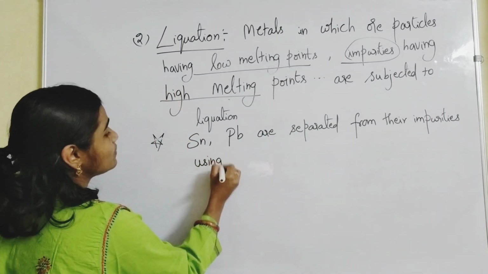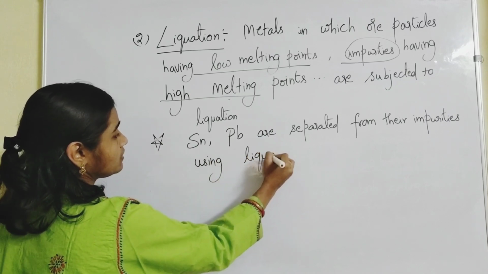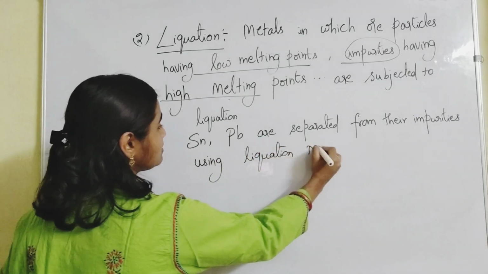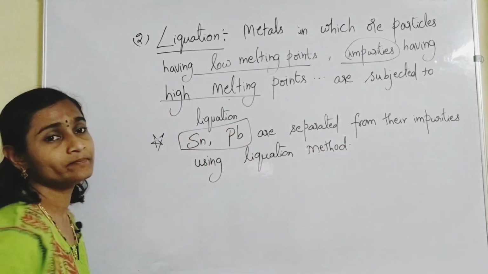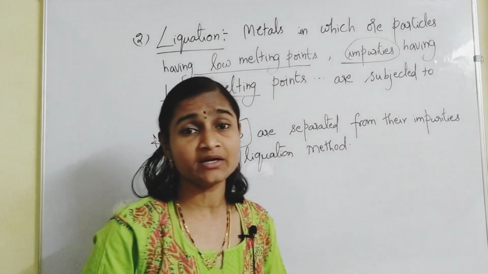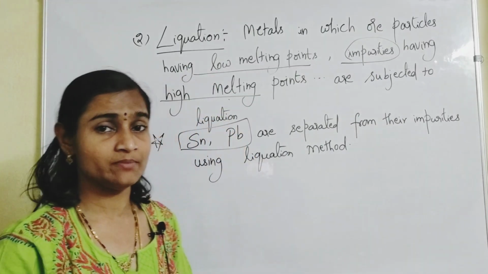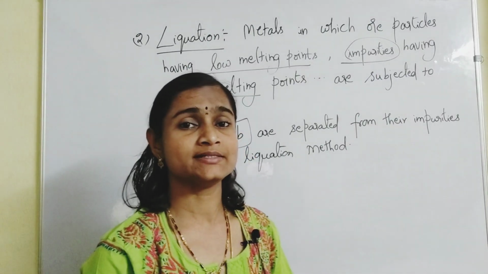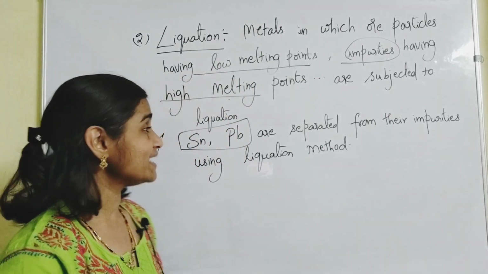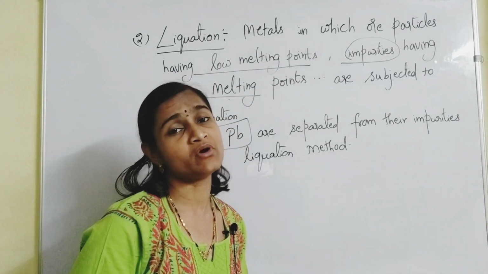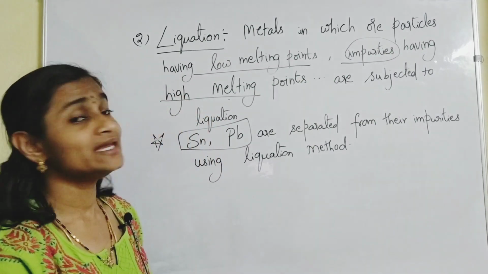Using liquation method. Very, very important: tin and lead. Previously in distillation, what I told? Zinc, cadmium and mercury have low boiling points. These metals have low melting points. So this is liquation.